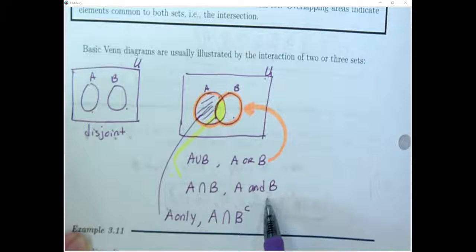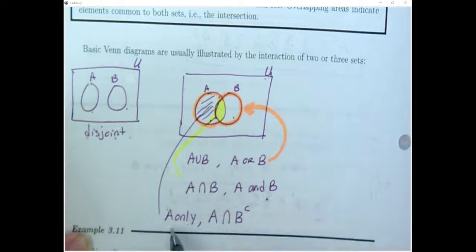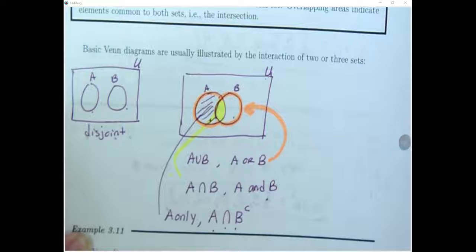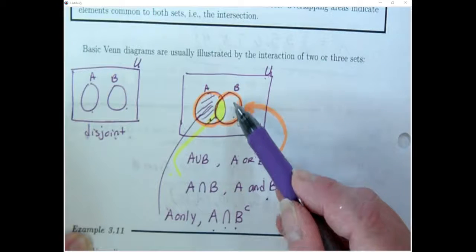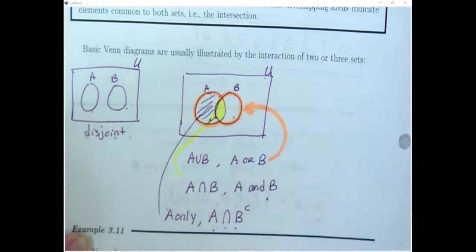Sometimes we're just looking at one part or another. So this is A only. We would write it as A intersect B complement. So this is how we show it in the Venn diagram. And your book does outline those really well. If we want B only, we would just shade that part that has B and doesn't contain any elements of A.